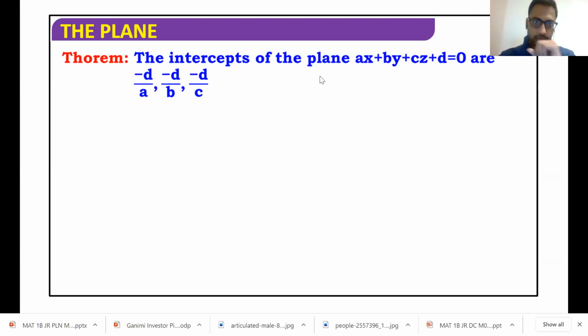Also, if you want to find the intercepts of this plane, ax plus by plus cz plus d is equal to 0, just move d to the other side, so plus d will become minus d, and divide by minus d throughout. I will then get a upon minus d, b upon minus d, c upon minus d, and then take a, b, c to the denominator. So that would give me x upon minus d by a, plus y upon minus d by b, plus z upon minus d by c. So those would be my x, y, and z intercepts.